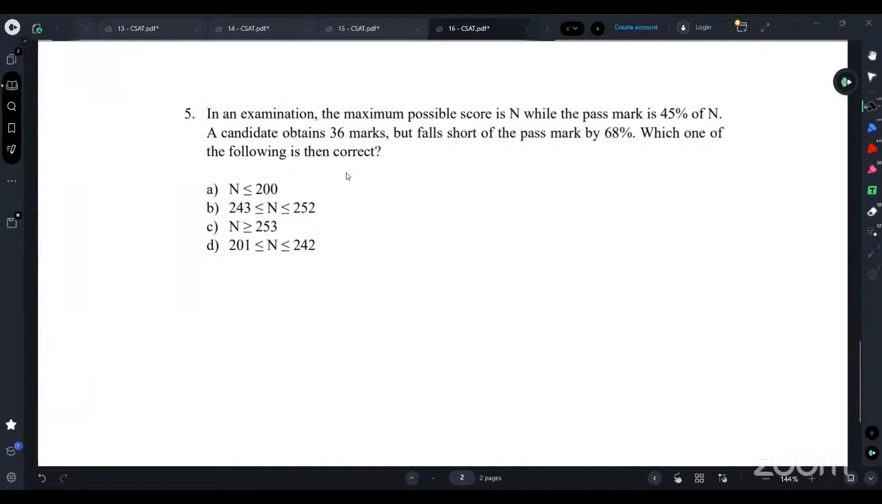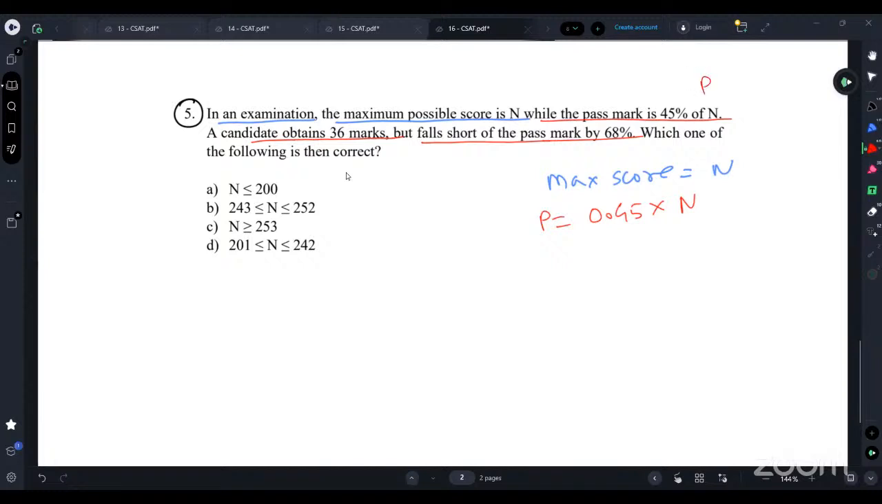See now. The last question, guys. The last question says, in an examination, the maximum possible score is n. Okay, the max score is what? N. While the passing marks are 45% of n. What are passing marks? Those should be 45% of n. So 0.45 into n. A candidate obtains 36 marks but falls short of pass marks by 68%.